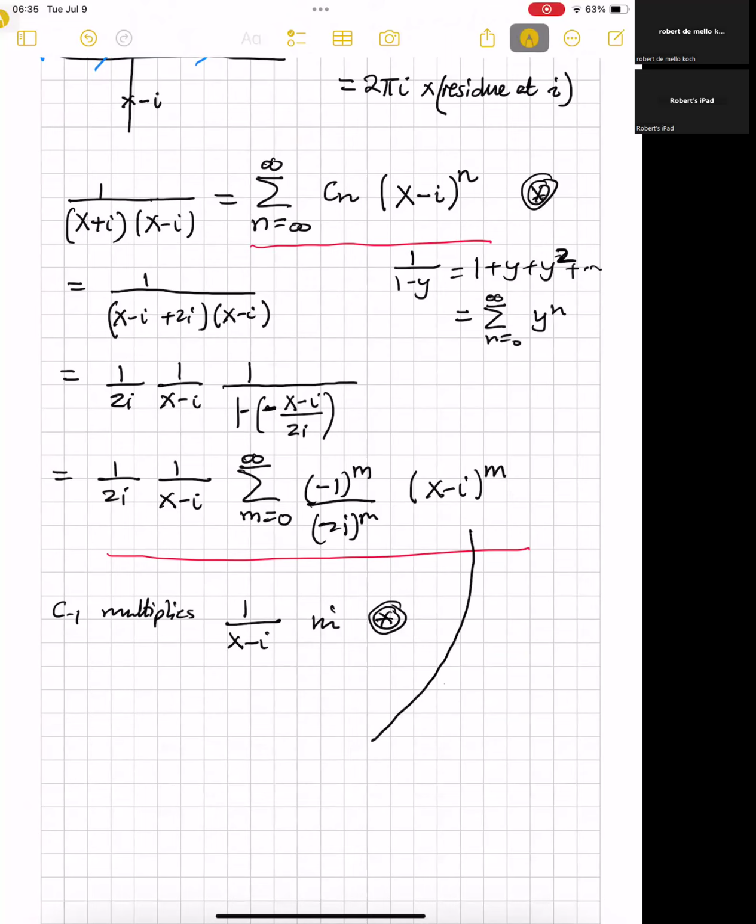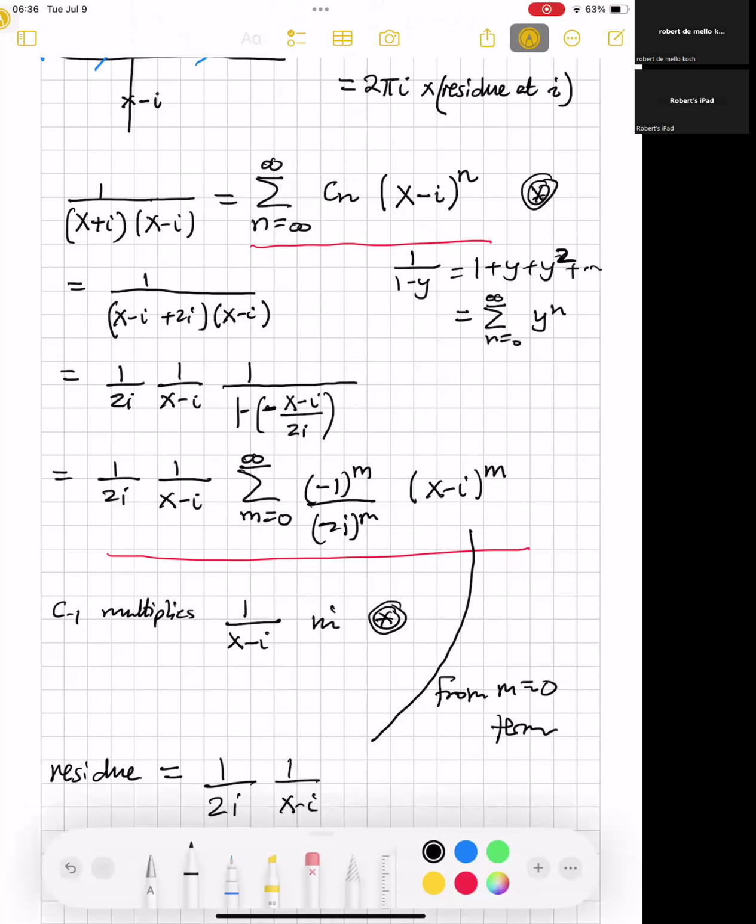So from the m equals 0 term, what do we learn? We learn that the residue is equal to 1 over 2i, 1 over x minus i, and then the term at m equals 0 gives nothing there. So the residue, actually, we shouldn't keep this 1 over x minus i, it's just the coefficient. So the residue is just 1 over 2i.